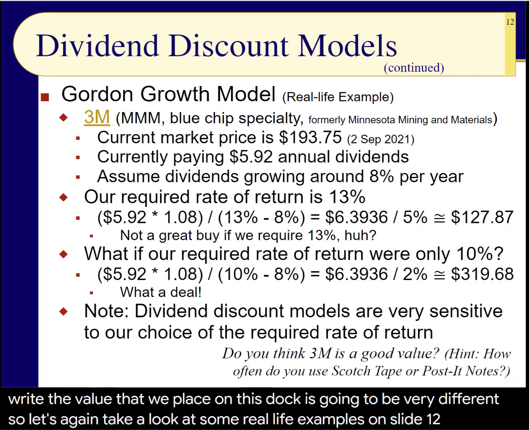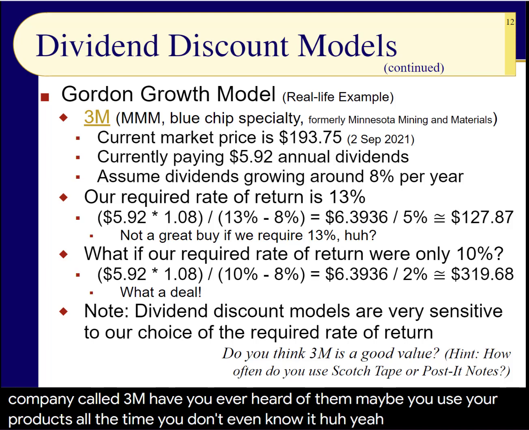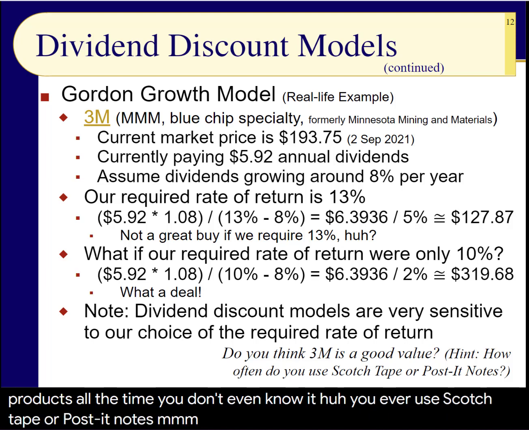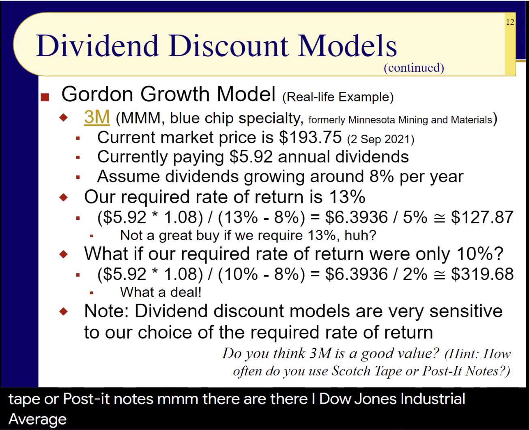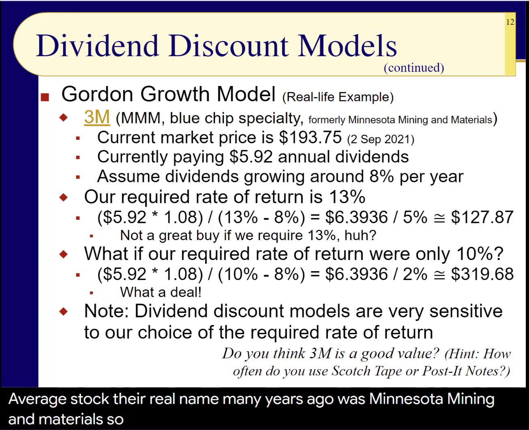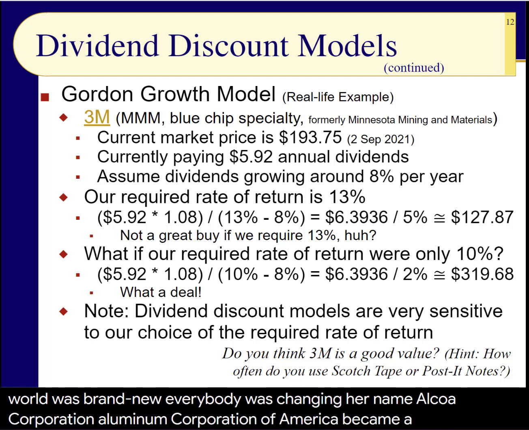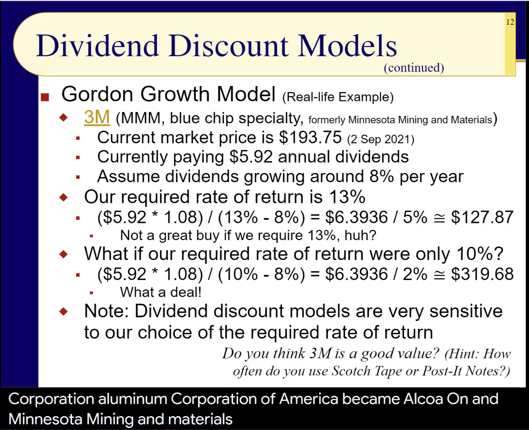On slide 12, this is a company called 3M. Have you ever heard of them? Maybe. You use their products all the time and you didn't even know it. You ever use Scotch tape or Post-it notes? They're a Dow Jones Industrial Average stock. Their real name many years ago was Minnesota Mining and Manufacturing. In the 1950s and 60s, when science and the modern world was brand new, everybody was changing their name. Aluminum Corporation of America became Alcoa, Standard Oil became Esso, and then Exxon, and Minnesota Mining became 3M.